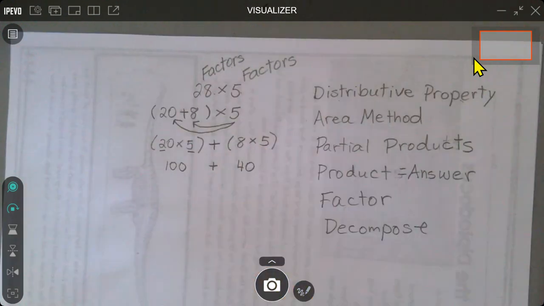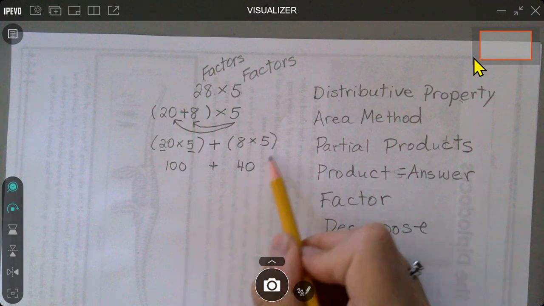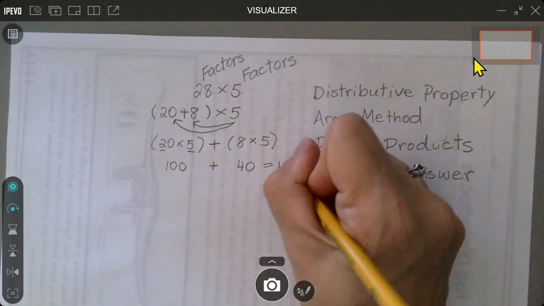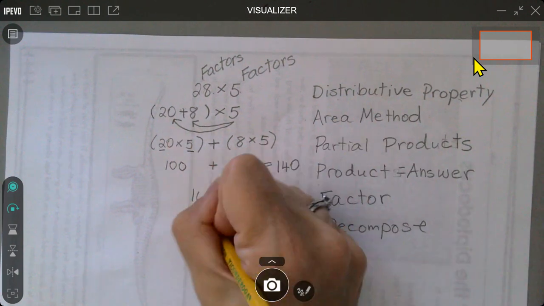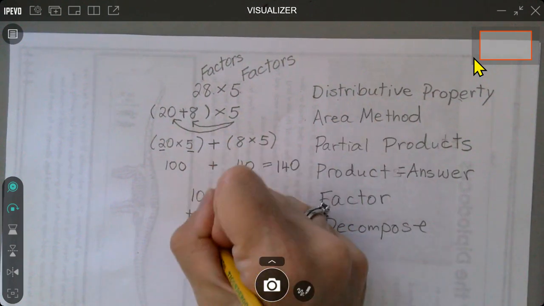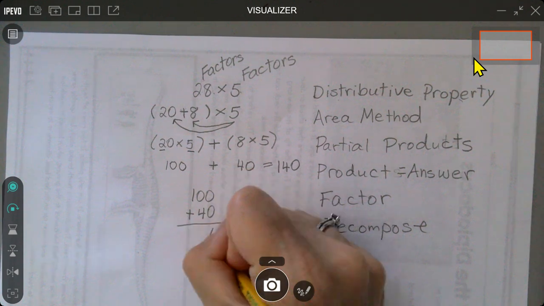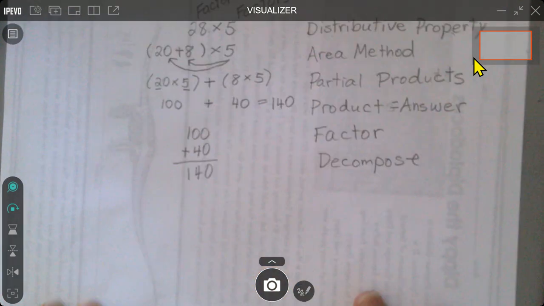Now, some of our students can add this and put an equal sign here and put 140. Some of our students need to stack it like a pancake and put 100 plus 40 and write their answer out this way.